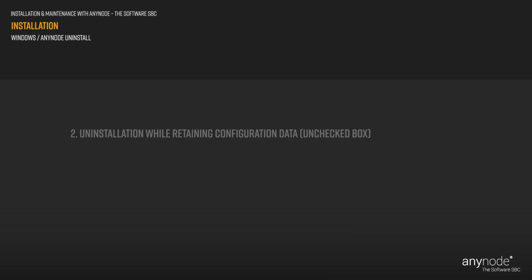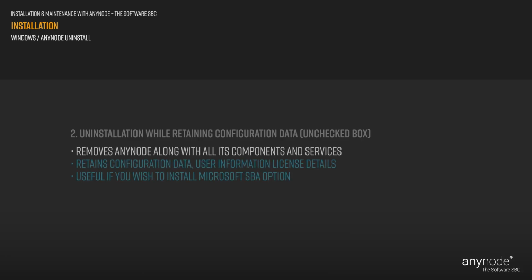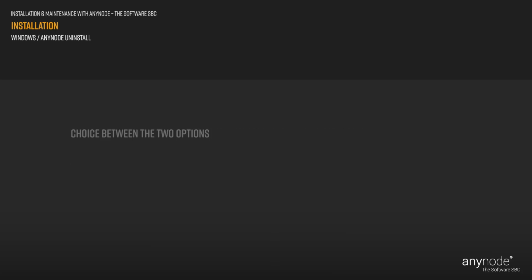2. Uninstallation while retaining configuration data, unchecked box. Removes Anynode along with all its components and services. However, it retains the configuration data, user information, and license details. This option is useful if you wish to install the Microsoft SBA option. The choice between the two options depends on whether you want to completely remove all traces of Anynode from your system or if you prefer to keep the configuration data for future use.